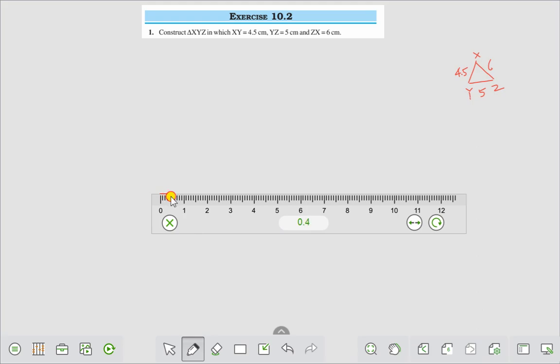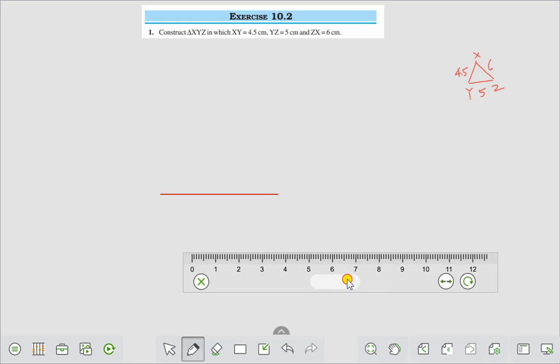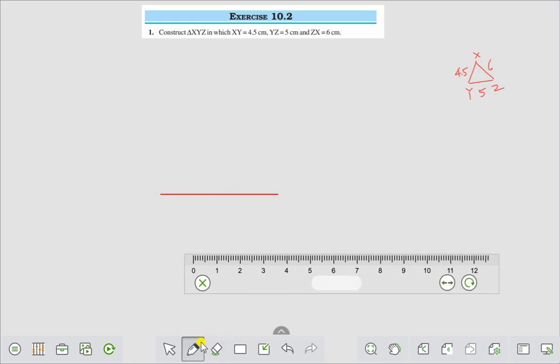Here we are taking 5 centimeter, 4.8, 4.9, 5 centimeter. We have taken a line that measures 5 centimeter, and the name of this line is YZ. This is Y. This is Z. And this is 5 centimeter. Now you have to take another line. This is YZ, XZ 6 centimeter and XY 4.5 centimeter, so that you get a triangle.